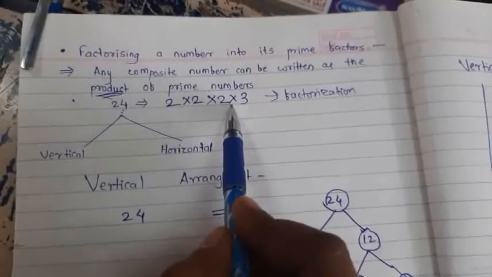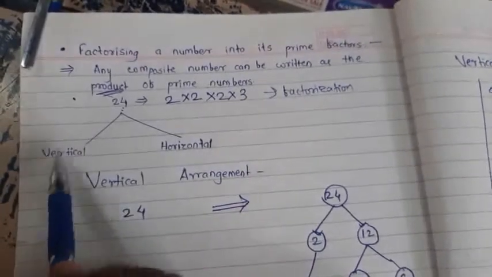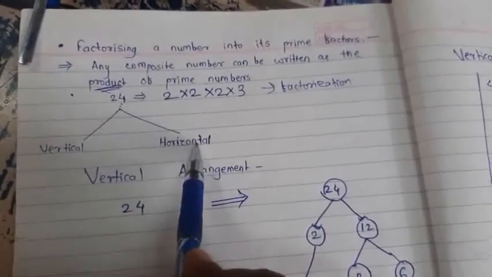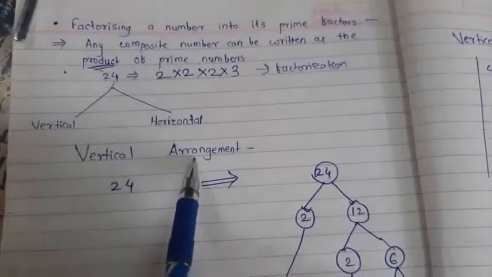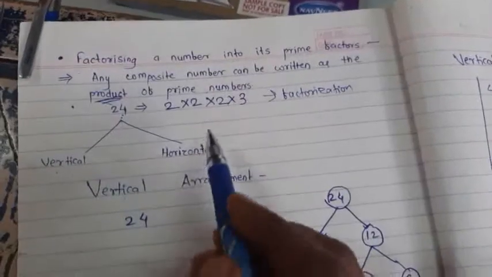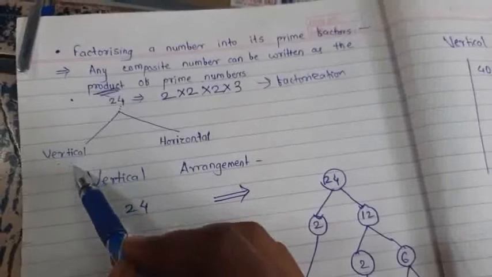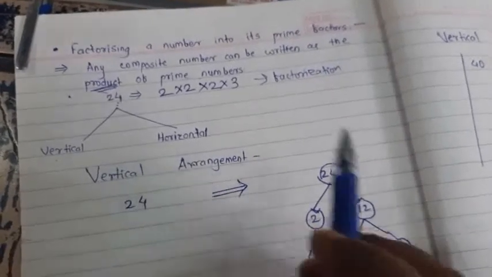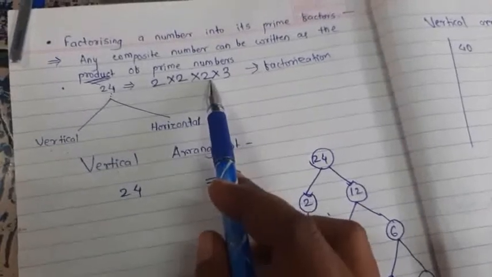We can do this by two methods. The first method is vertical arrangement and the second method is horizontal arrangement. Now we will see vertical arrangement. Before we study this, just take a look at how I have calculated these prime factors.